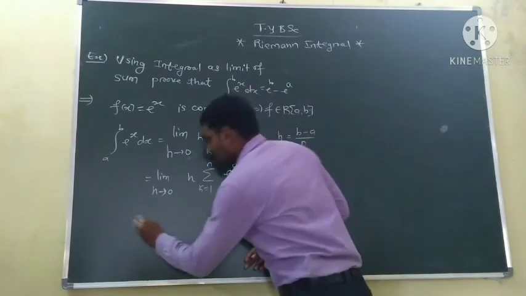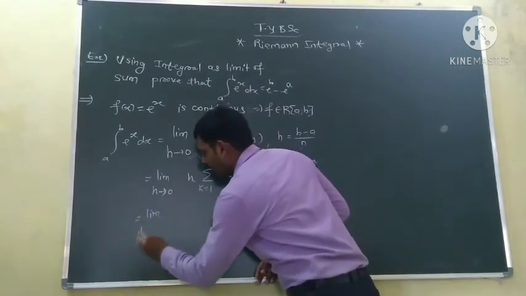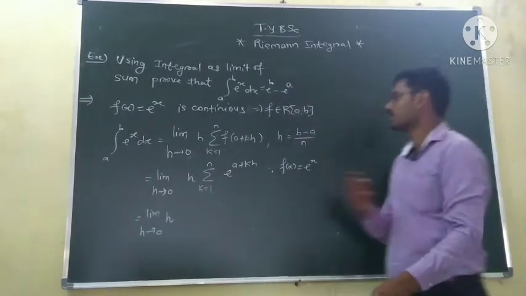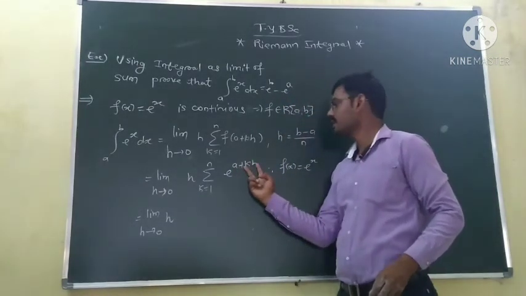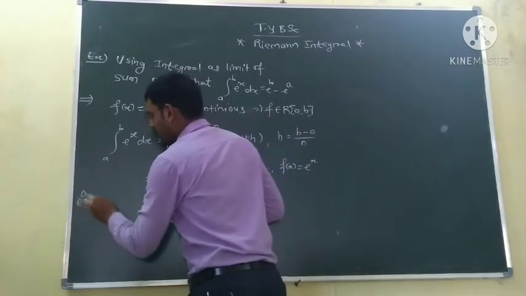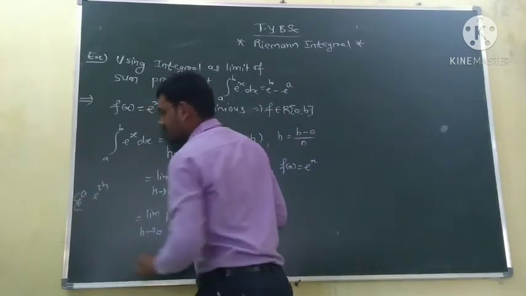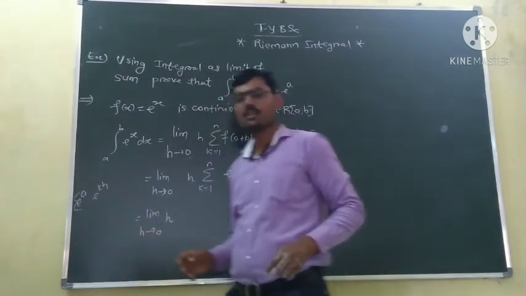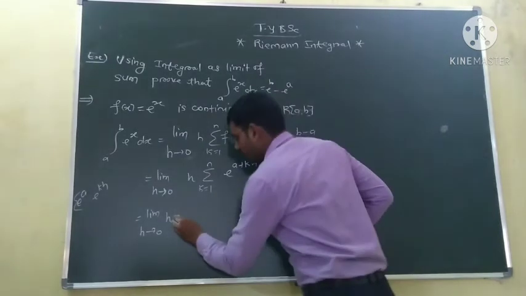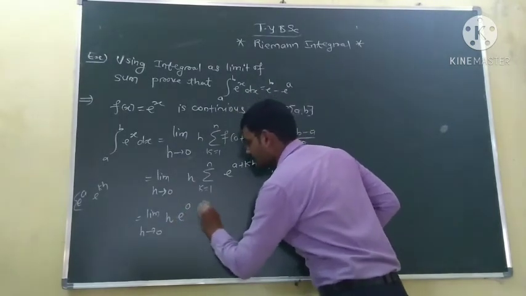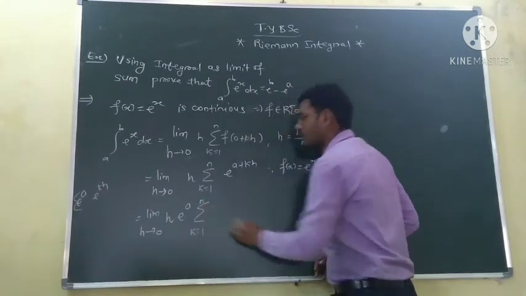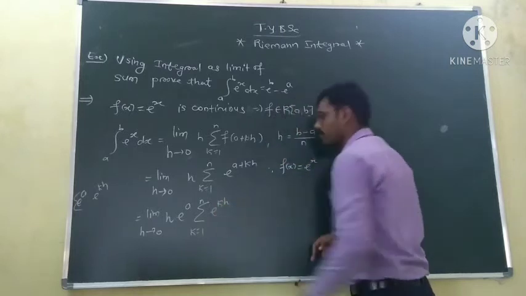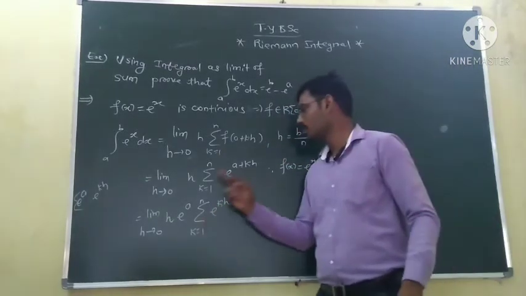So this is equal to limit h tends to 0 of h as it is. Okay. So e raised to power a plus kh, we can write this as e raised to power a into e raised to power kh, and this summation is on k, so we can take e raised to power a outside. So h as it is, then e raised to power a as it is, and summation from k equals 1 to n of e raised to power kh. Okay, and k varies from 1 to n.